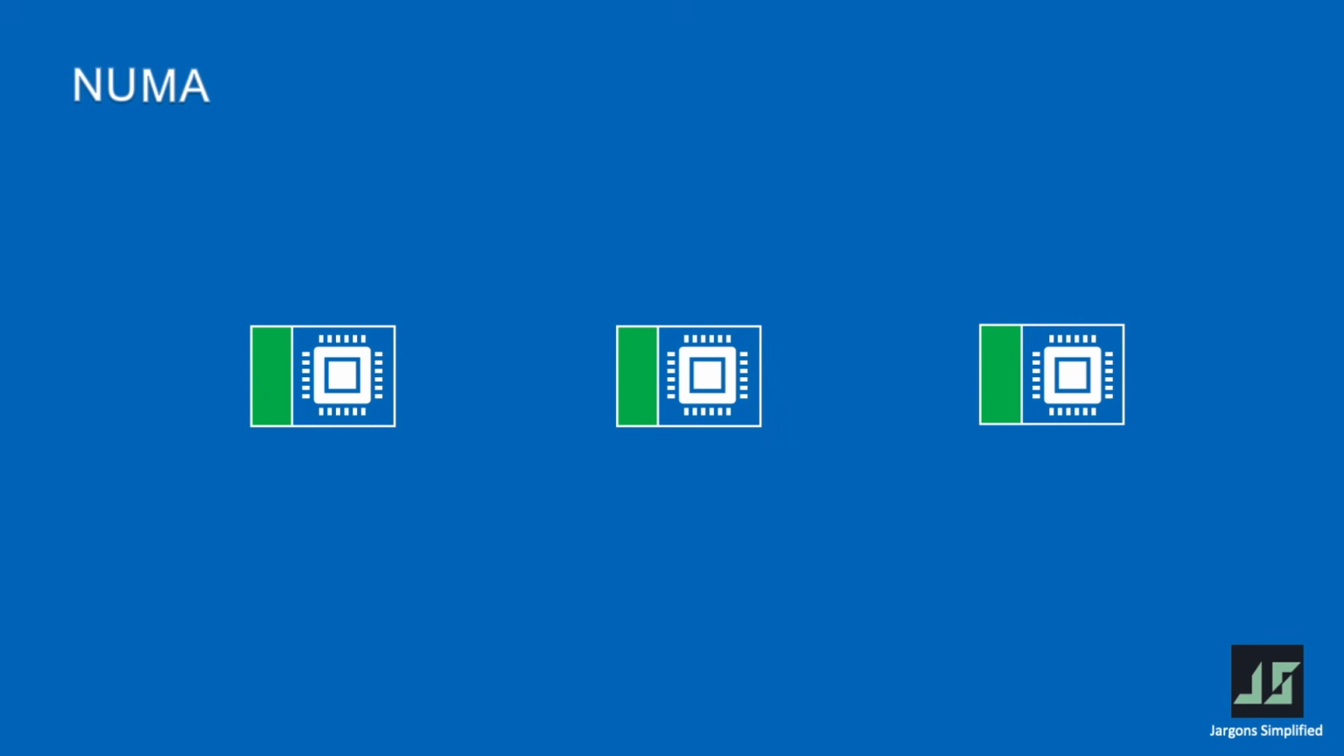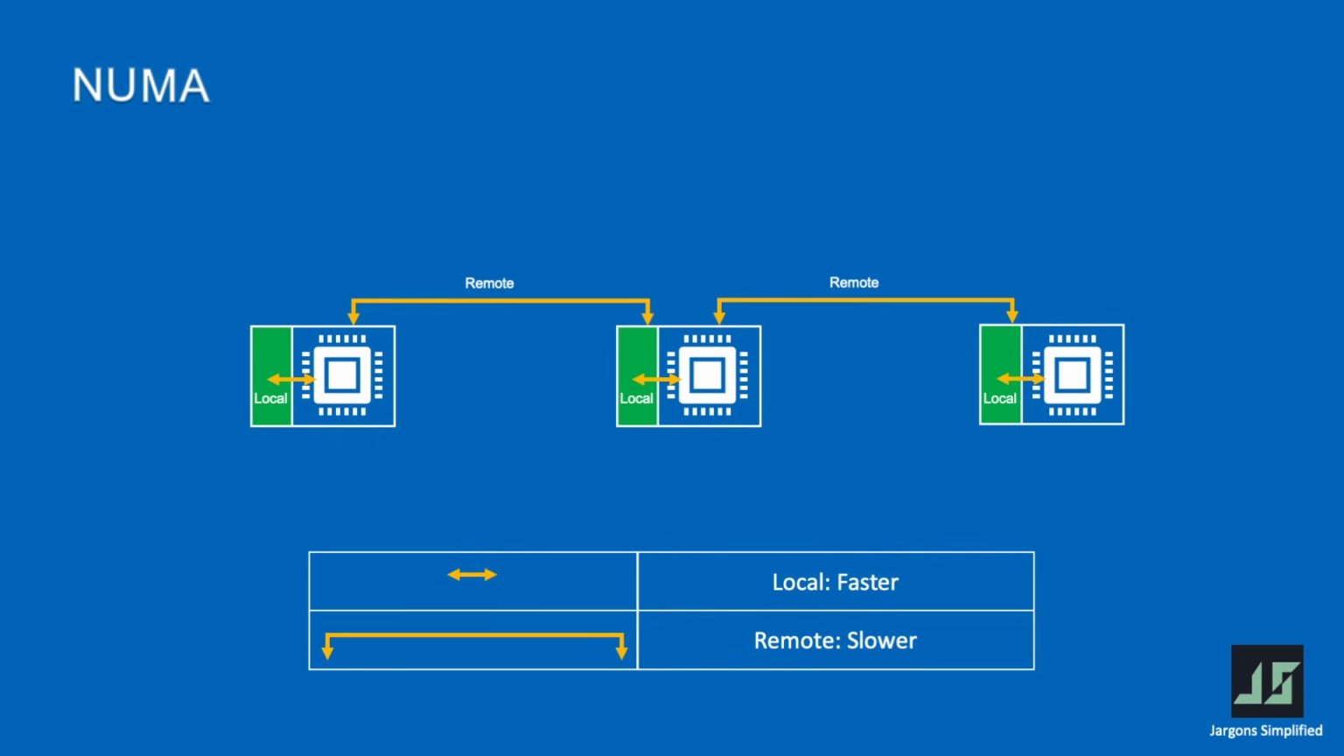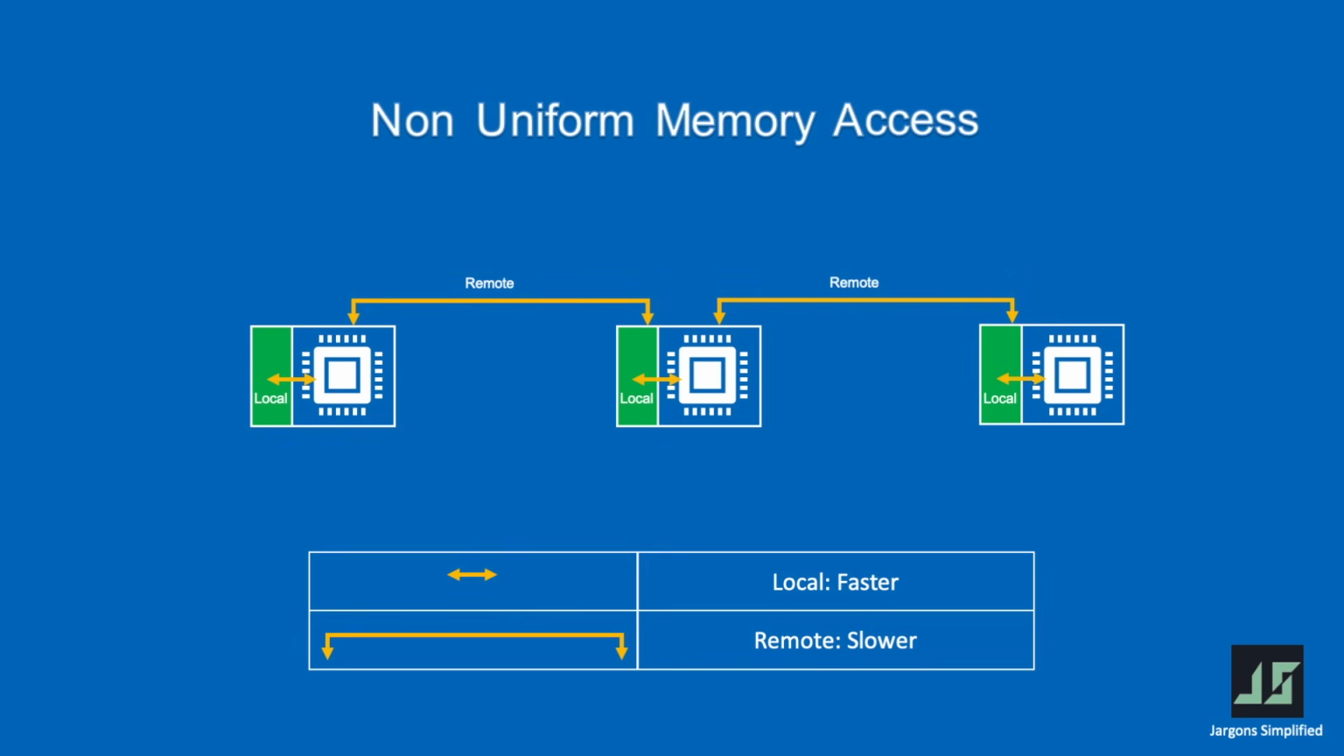In NUMA architecture, each CPU or processor has a dedicated memory, but each processor can access the memory of other processors too. This gives us two types of memory, one local and many remote memories. Depending on where you are accessing the data, remote or local, the memory access time will be different. Hence the name NUMA, Non-Uniform Memory Access.